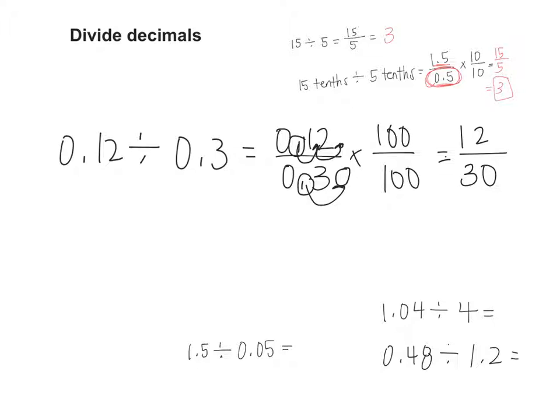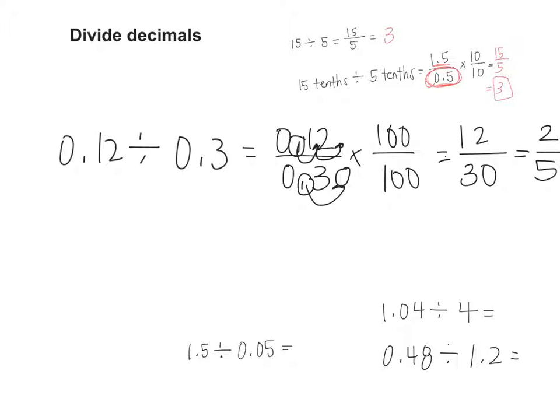Okay. Now, 12 30ths. Can I simplify that fraction? Both the numerator and the denominator are divisible by what number? Six. Okay, 6. So if I do 12 divided by 6, what do I get? 2. And if I get 30 divided by 6, what do I get? 5. So the answer is 2/5.